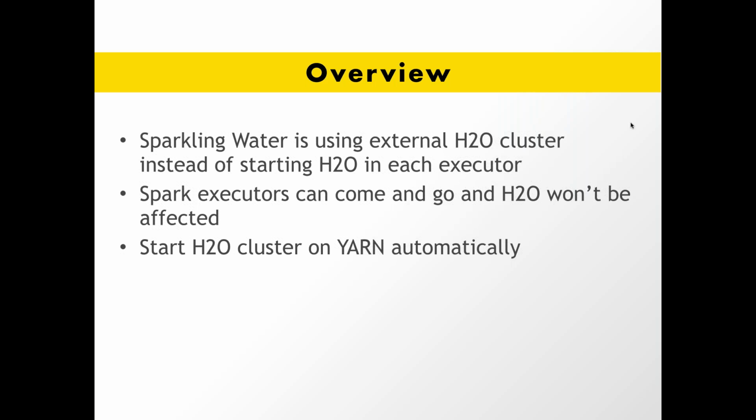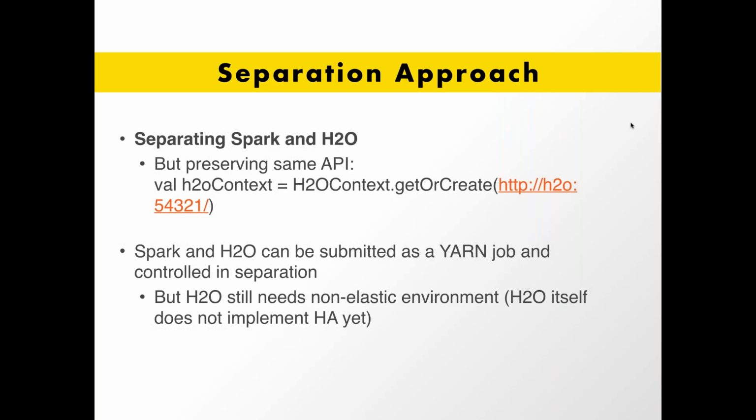So we try to help the user as much as we can and do lots of manual work for them automatically. So how do we achieve this? We just separate Spark and H2O, but we are preserving the API. So it's completely the same as in the internal backend case. When you are starting H2O using the H2O context class, you just need to specify the location of the external H2O cluster, and the Spark cluster will connect to it, and then you don't need to worry whether it's the external or internal backend. You can use any commands you want, and they will work the same.